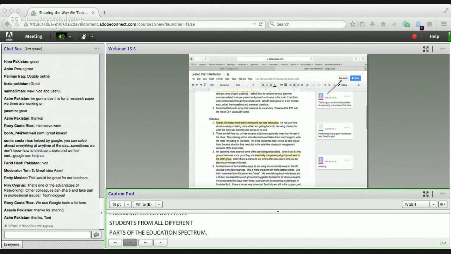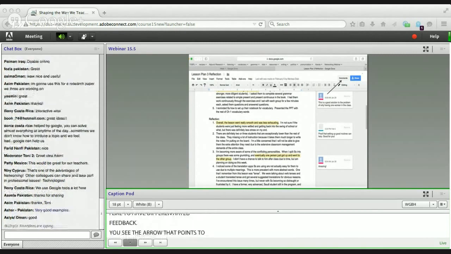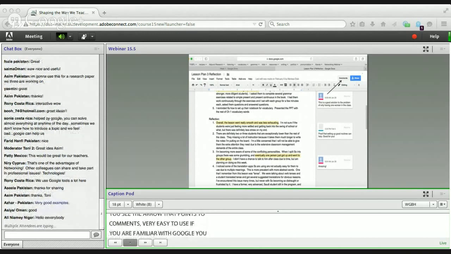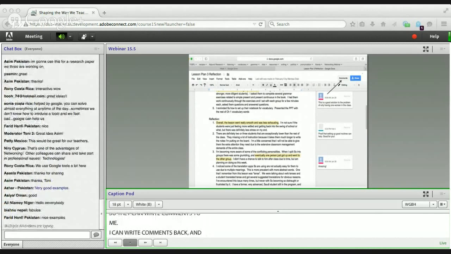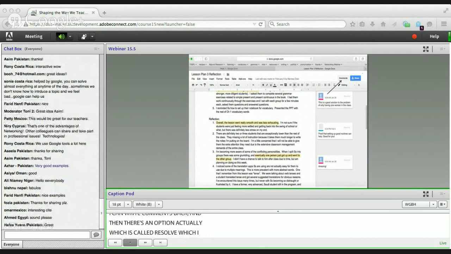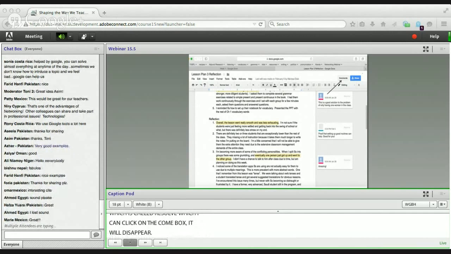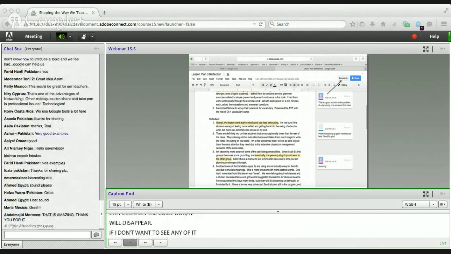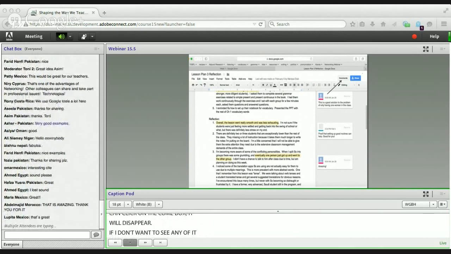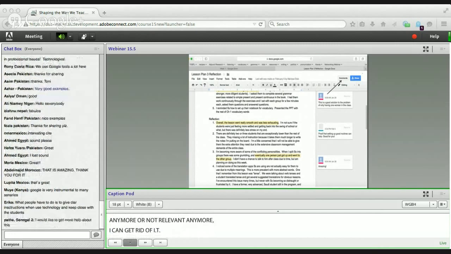You see the arrow that points to comments. It's very easy to use, which, if you're familiar with Google, then a lot of things are very user-friendly. So they can write comments to me. I can write comments back, and then there's an option actually which is called resolve, that I can click on their comment box, put resolve, and it will disappear. So it's this idea that I can kind of fix it, or if I don't want to see that anymore, if it's not relevant anymore, I can get rid of it. So this is a really great way to use Google Docs. You can implement this in your classroom also, and have students comment on other students' work if that's something that you do for writing or things like that.